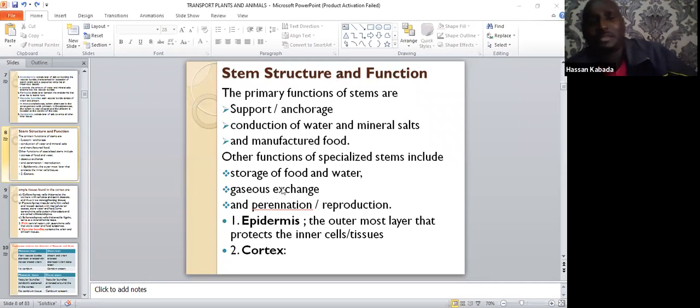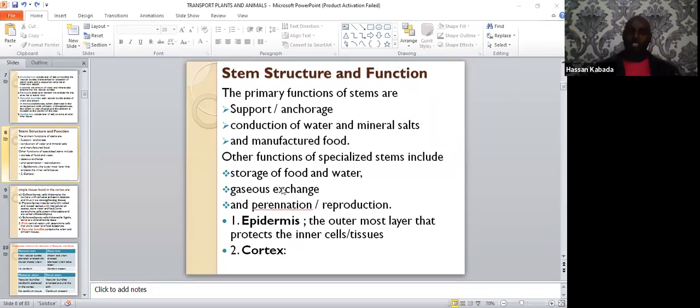Exchange of gas through what? You can remember this? Through the lenticels. Remember the lenticels of the outer part of the stem? They have lenticels that are made up of loosely packed cambium cells that form lenticels. So stem also for some plants carry out the function of gaseous exchange. Reproduction, they also play a role in reproduction for some plants.